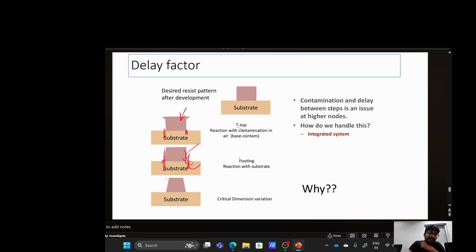You can also get a wedge kind of resist profile, which is not desired. If there is a wedge and you are depositing a metal over it, then for the lift off process, it won't get dissolved in the developer or in the acetone. So for the lift off process, it will be very hard.